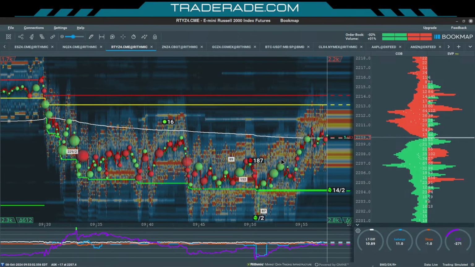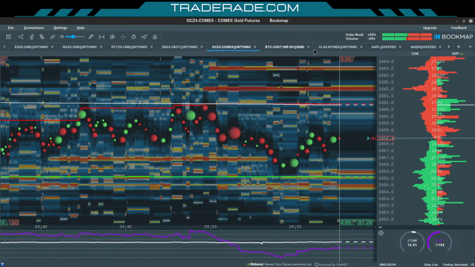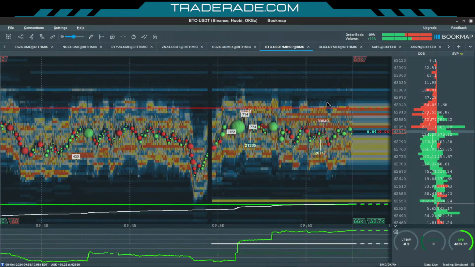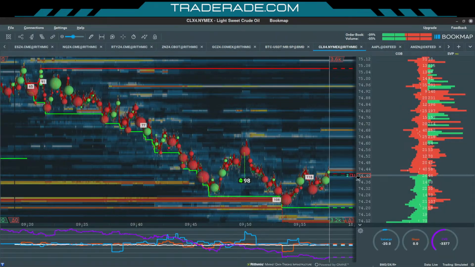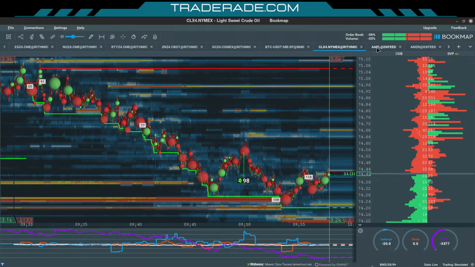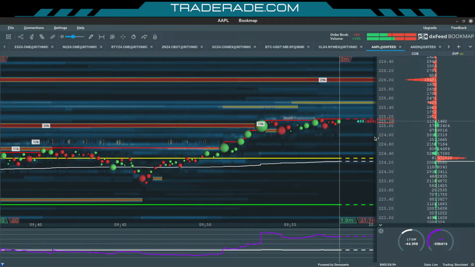Russell continues to look rather poor, just challenging the point of control from below, but recently making new lows. Gold continues to consolidate. Bitcoin consolidating its recent gains here. Crude oil making new lows recently, now trading 74.40, down over 3% as Milton approaches landfall later this week. It is already disrupting production in the Gulf.